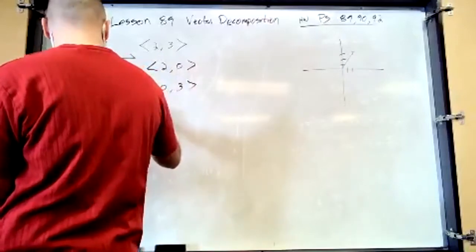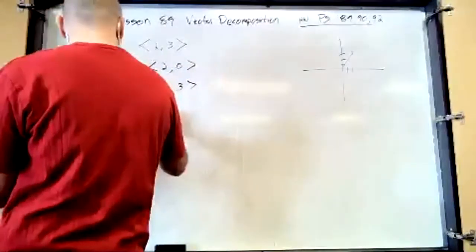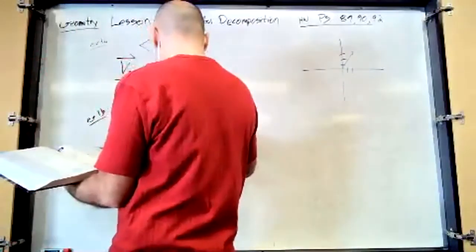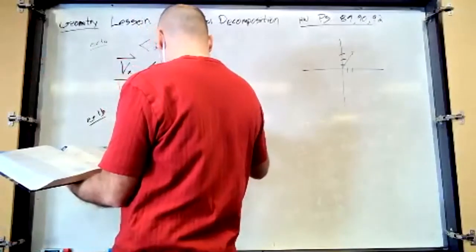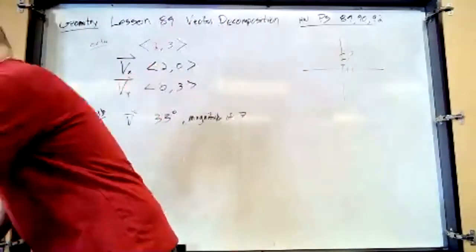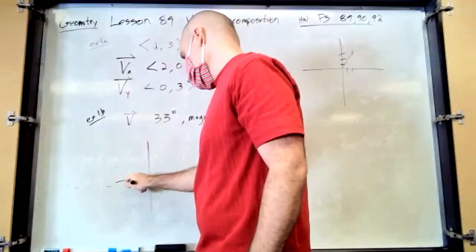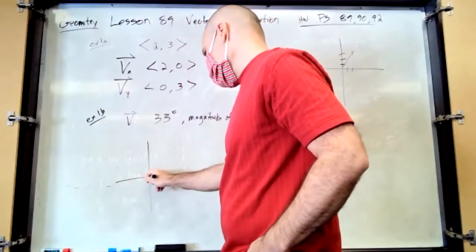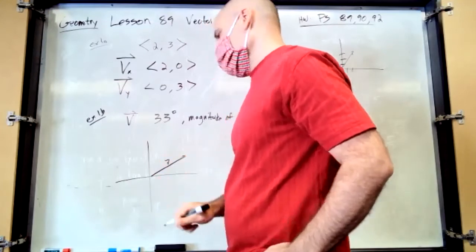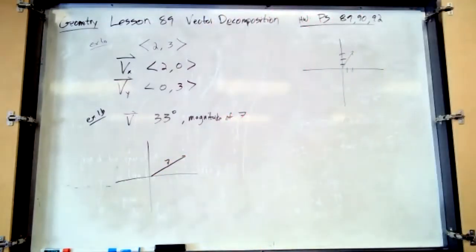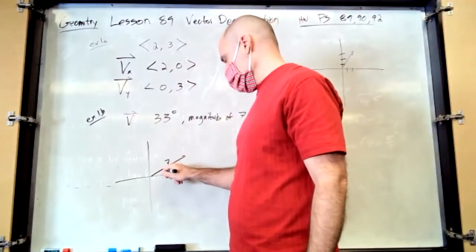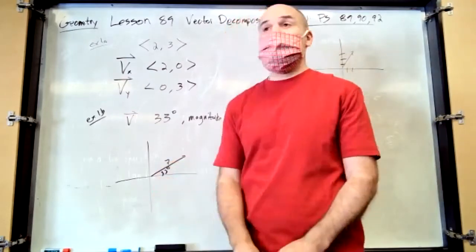The vector v has a 33-degree angle and a magnitude of 7. Okay, so I'm going to roughly draw it right here. So 33 degrees is about right here, and it has a magnitude of 7. So how do you think we can find the x vector and the y vector? Any guesses?